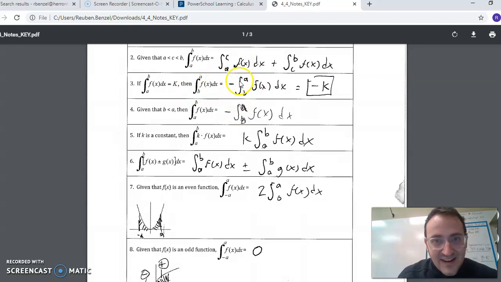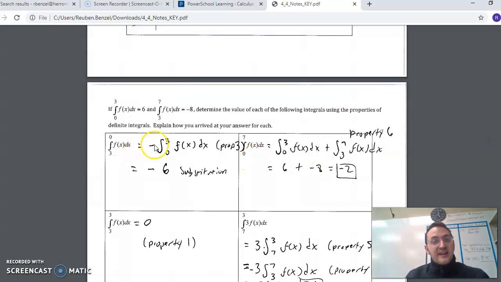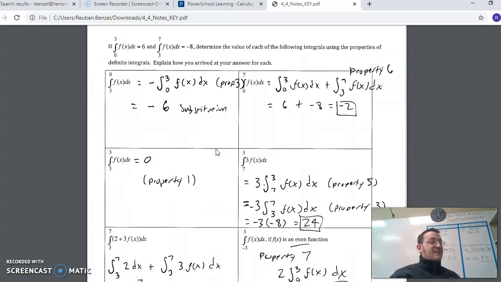So I could look at something like number 3, this property 3, and I could just flip the limits of integration and put a negative sign in front. That way, I know that the integral from 0 to 3 of f of x is 6. I just put a negative sign. And I'll have kind of a menu of properties, and I like to cite what property I used. That way, if there's any flaw in the logic on the test, I can record the properties.